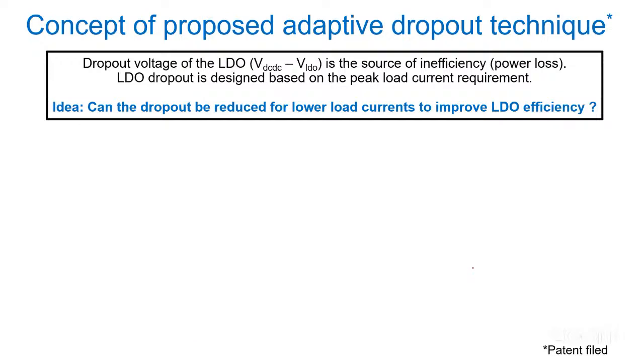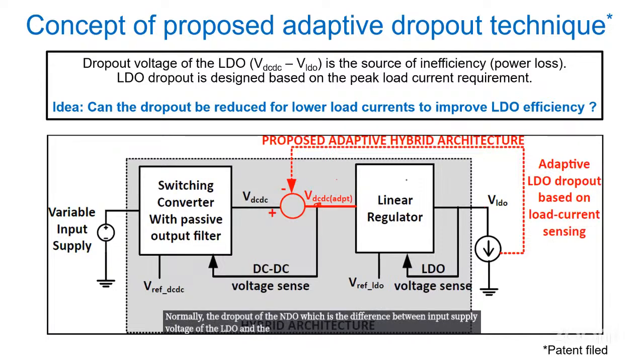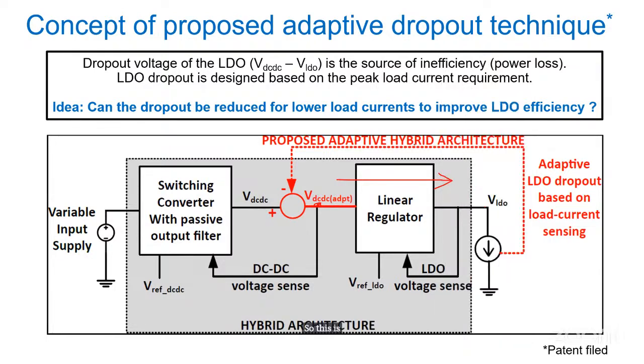Okay, and what is an adaptive dropout here? Let's take an example of a DC-DC converter, which is giving you a fixed voltage, and you have a linear regulator, like an LDO. Normally the dropout of the LDO is the difference between the input supply voltage of the LDO and the output voltage. This is called the dropout, and this is decided based on the peak load current.